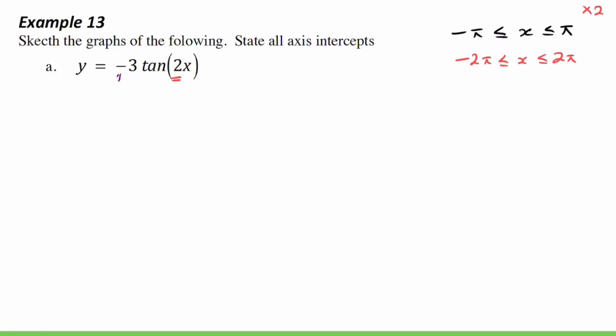We'll also notice that there is a reflection. So our graph is going to now look like this. It's been flipped around. And the 3 in this case, it's not the amplitude. It doesn't really do anything. It's just a dilation factor, but it doesn't do much in this case. So how can I go ahead and sketch this?